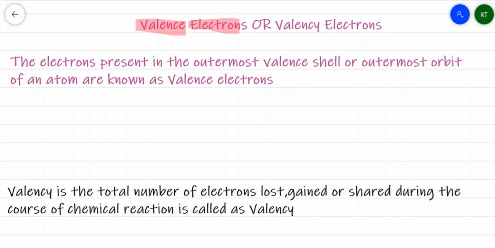So the electrons which are present in the outermost valence shell, the last shell we say, the electrons which are present in the outermost valence shell or the outermost orbit of an atom, that is known as valence electron.